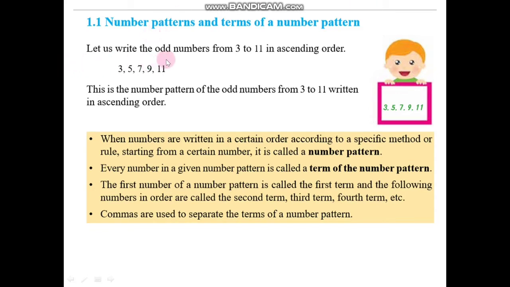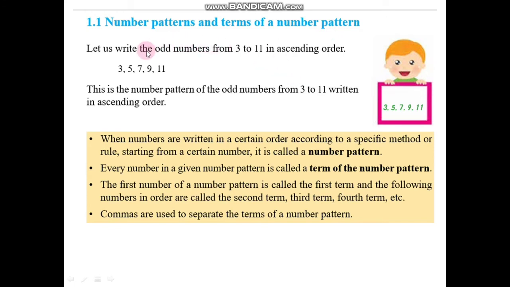Let us write the odd numbers from 3 to 11 in ascending order. Ascending order means from smallest to biggest value. Then what is the opposite of ascending? Descending. Descending means from the biggest to the smallest value.